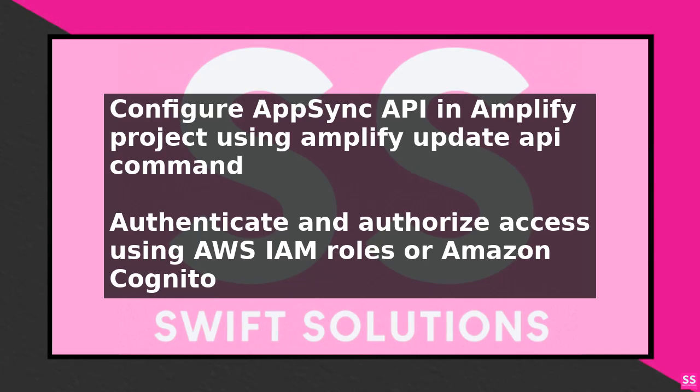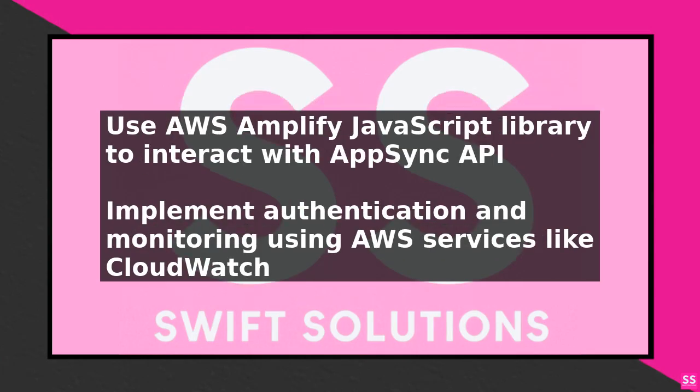After configuring the AppSync API, you can use the AWS Amplify JavaScript library to interact with the API in your front-end application. Import the Amplify library and configure it with your AppSync API endpoint and authentication settings. Then use the library to perform queries, mutations, and subscriptions against your AppSync API.